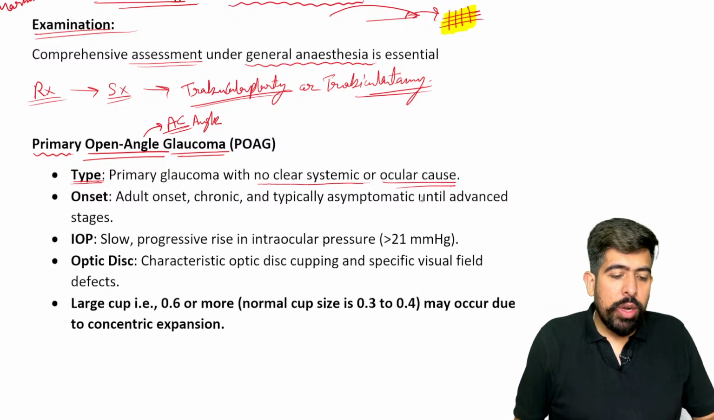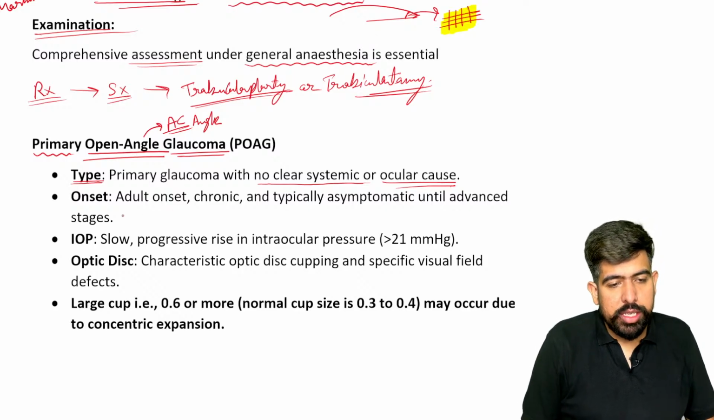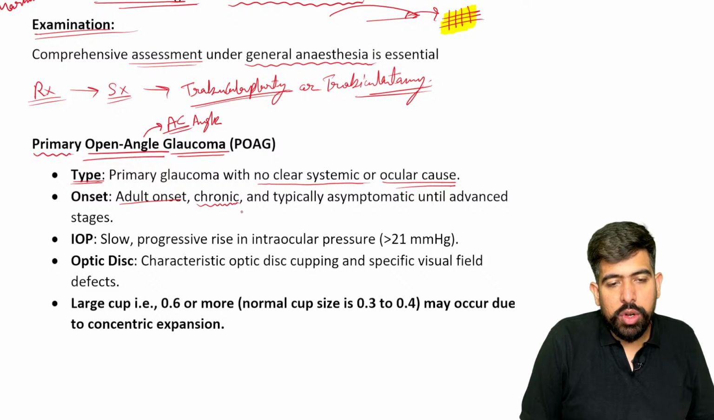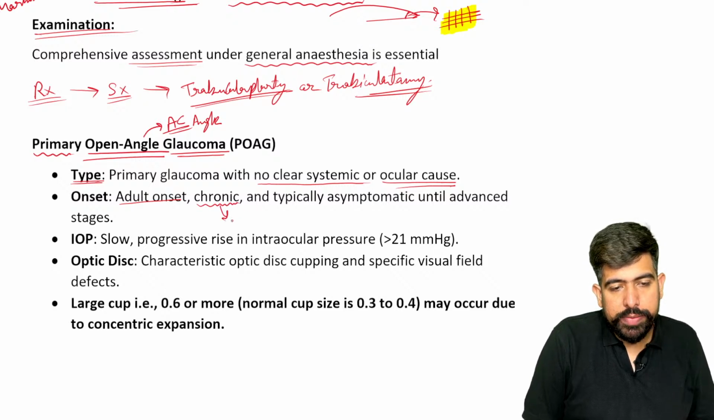What is the onset of this? Please remember about it. This has an adult onset and a chronic onset, chronic and slowly growing progression.